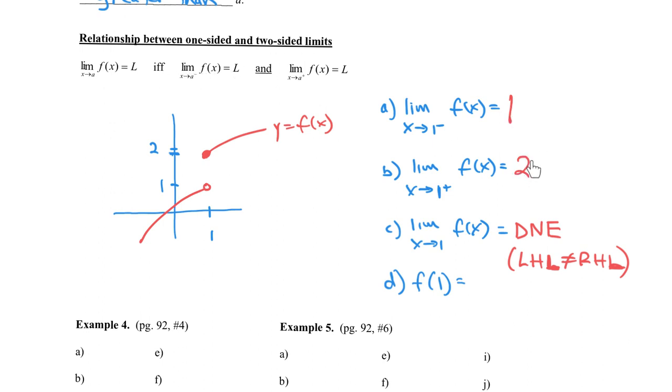These numbers have to be the same. So what about this? F of 1, the function evaluated at 1. So when I plug in a 1, it's not defined there. It's actually equal to 2. That is equal to 2. So hopefully that makes sense. If not, we're going to do quite a few more examples. So hopefully they'll make sense after you see the rest of these.